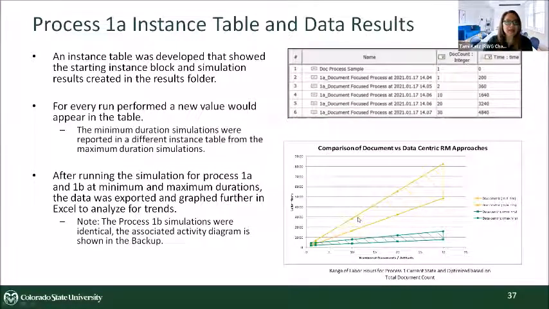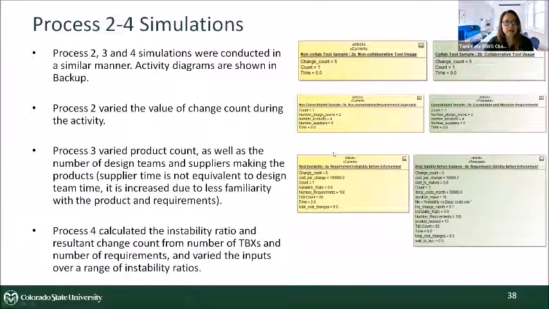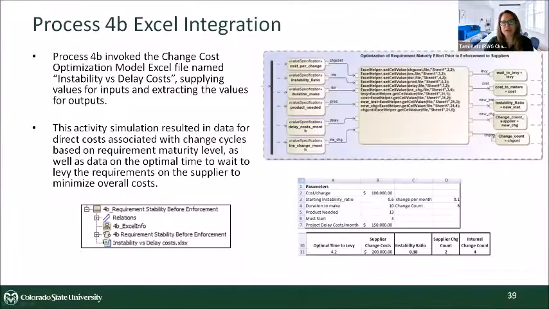Then you can export a table to Excel, and I can graph using Excel and look at the document-centric process task hours versus the data-centric, based on number of artifacts or documents. I'm just going to show you this briefly here, but I actually have a whole bunch of table results that come later. These are just more of the simulation parameters.